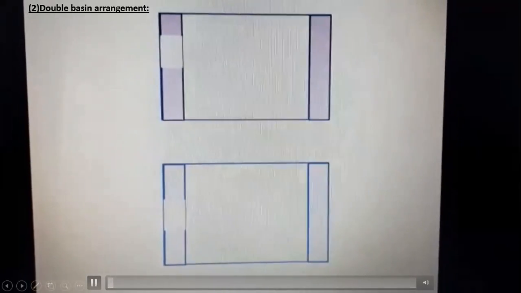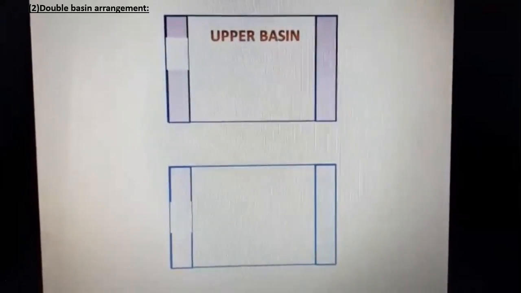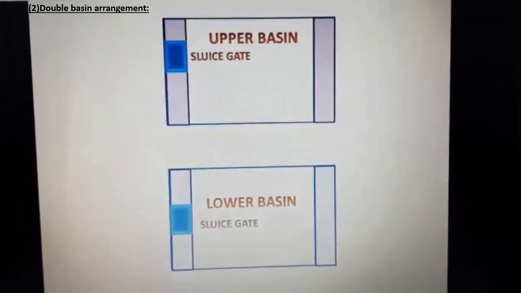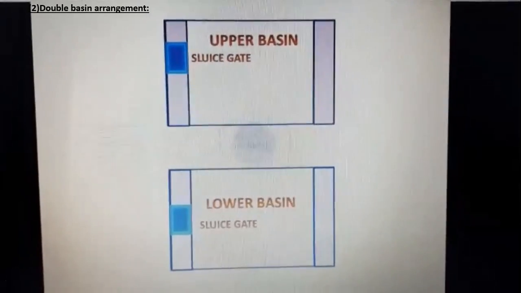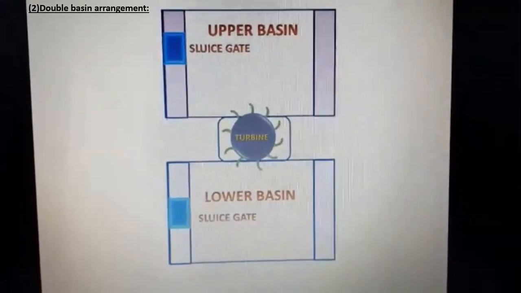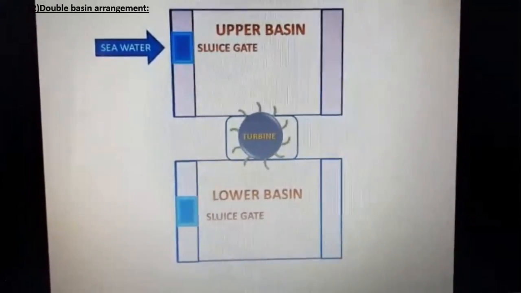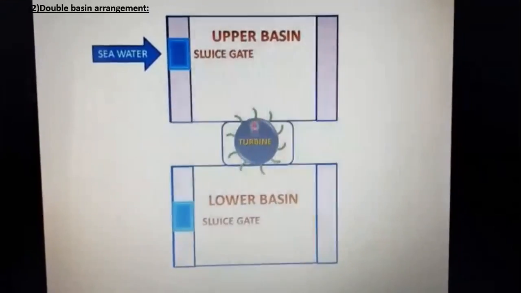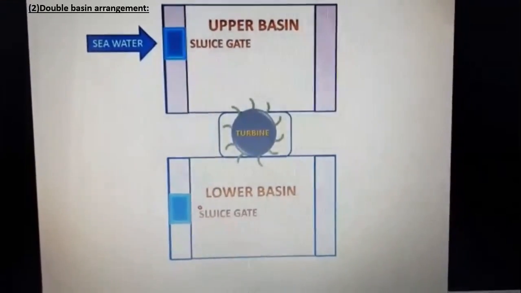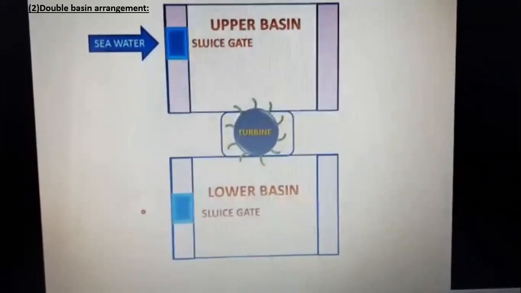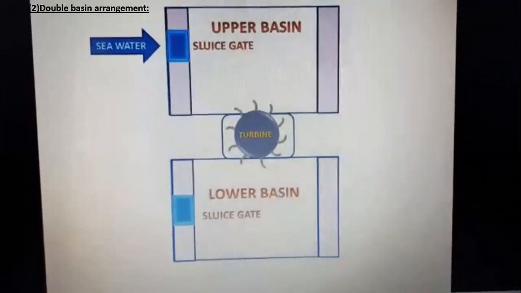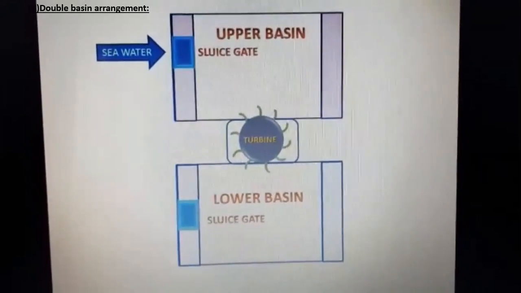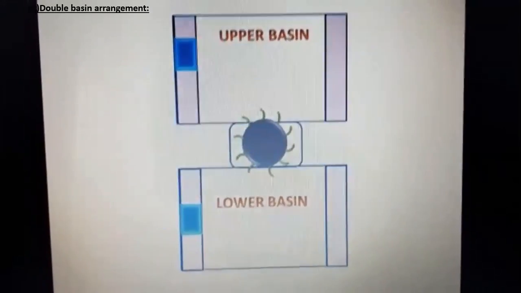We will see the arrangement of a double basin type tidal power plant. First one is the upper basin and second one is the lower basin. We have two basins and two sluice gates. These sluice gates are used to open, and we have a turbine in between the upper basin and lower basin. Seawater enters the upper basin through the sluice gate, moves on to the turbine, and the water enters the lower basin. After that, the wastewater is allowed to go to the reservoir. It is called return water.